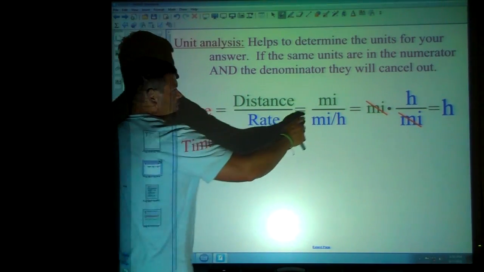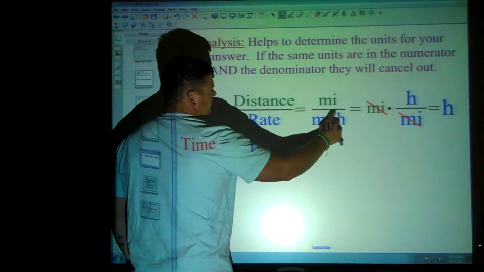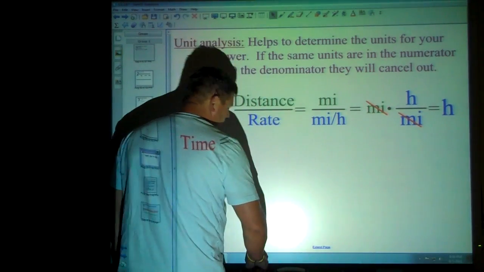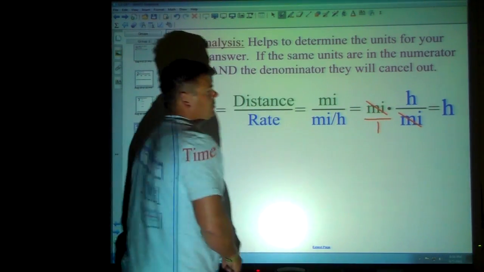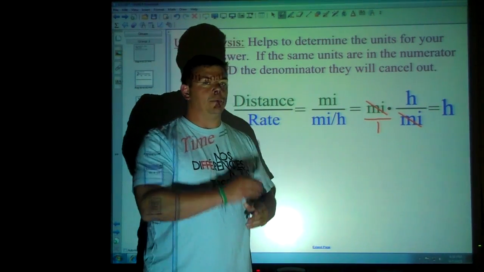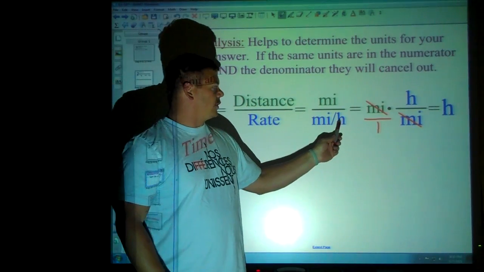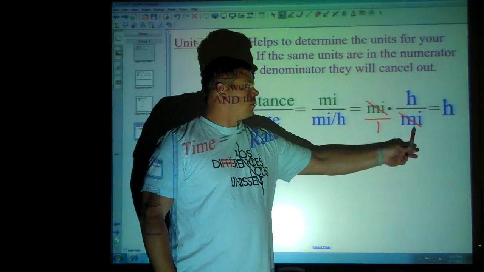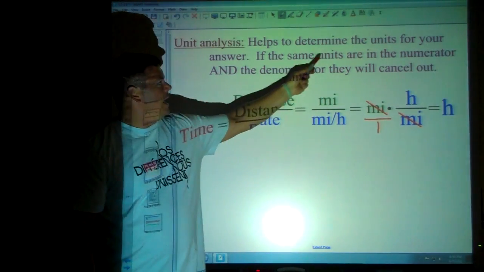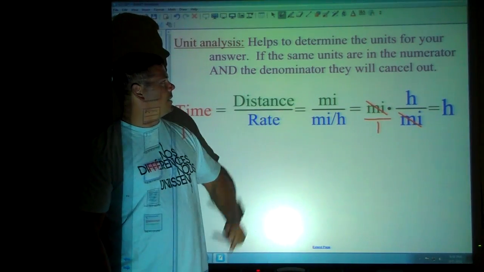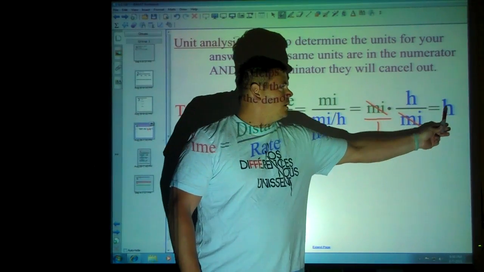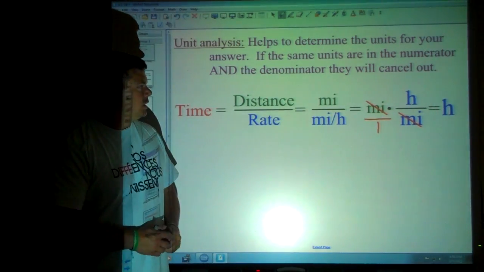Now, because this is division, instead of taking miles and dividing by this fraction, that's the same as taking miles, and if you want, you could write it over 1, because you could keep it as a fraction, miles over 1. Instead of dividing by this fraction, you can multiply by its reciprocal. So this miles over hours gets flipped and becomes hours over miles. Now, numerator and denominator are the same. Anytime the numerator and the denominator are the same, they will cancel out, which leaves us with h over 1, which is h for hours.